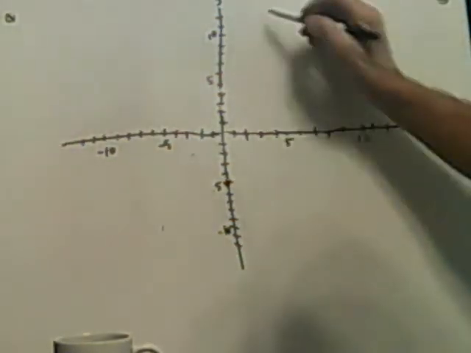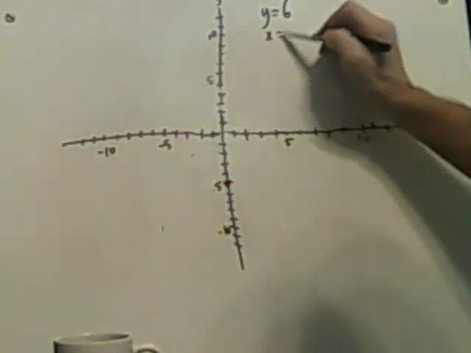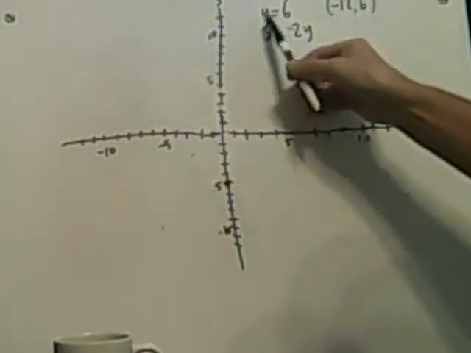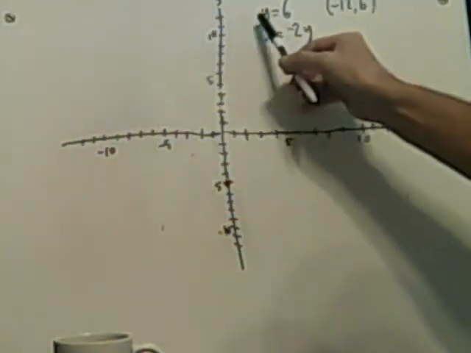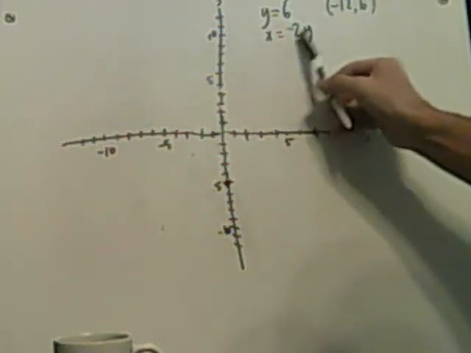Okay, number 6 is y equals 6, x equals -2y. They want us to check -12, 6. Okay, so if we put in x equal to -12, y equals 6, well, that's a solution to the first equation because y equals 6. Second equation, that would be -12 is equal to -2 times 6, and that is also correct. So that's true. This is a solution. So let's go to number 8.